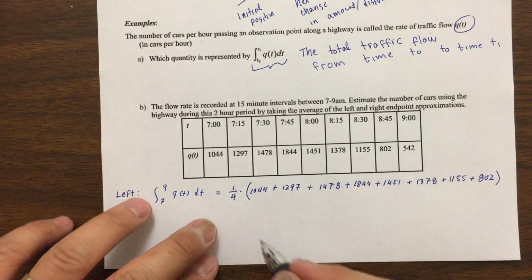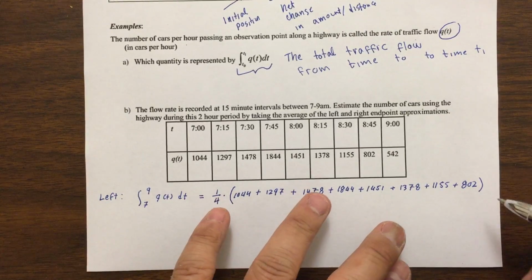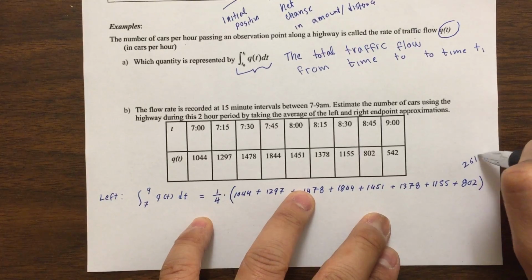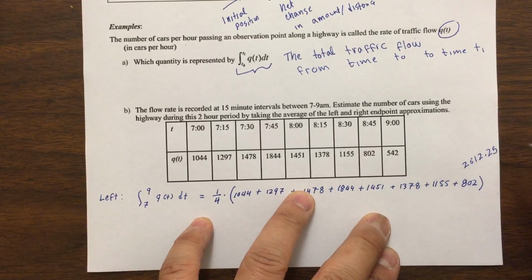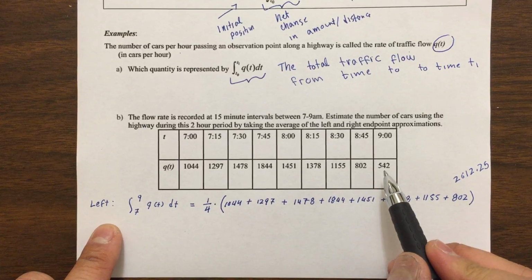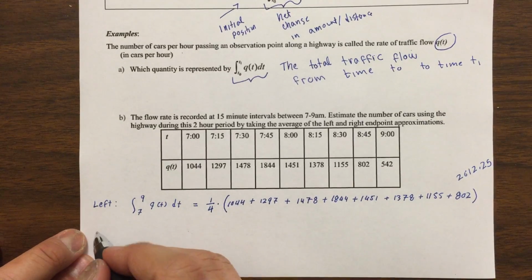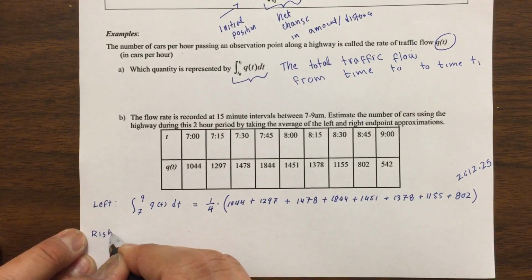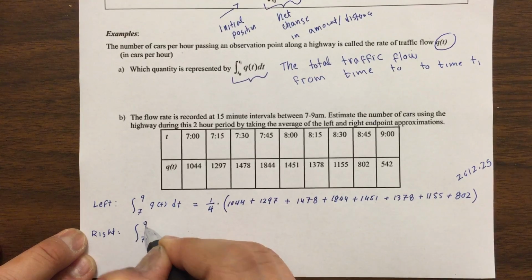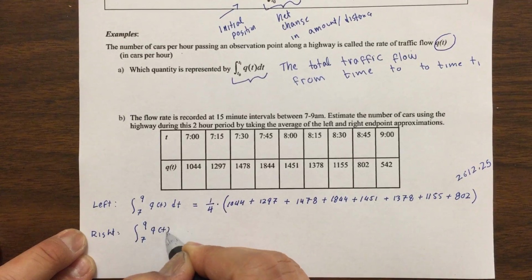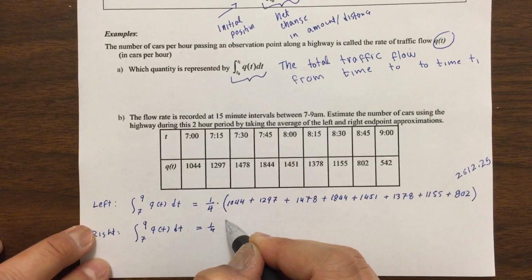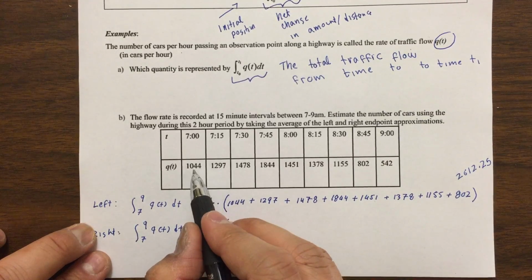I add all those up and I get 2612.25. Okay, that's the left endpoint approximation. Notice that I left that out. Now I'm going to do the same thing, but I'm going to use the right endpoint approximation. So the approximated traffic flow from time 7 to time 9 is equal to 1/4. Now when I use the right endpoint, I leave out the left endpoint.